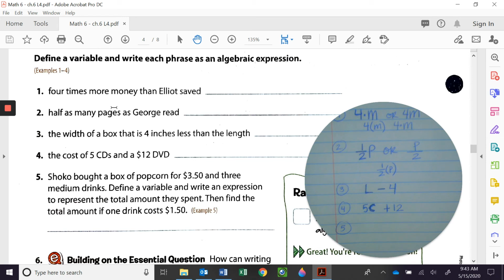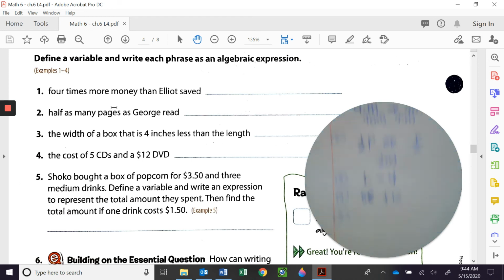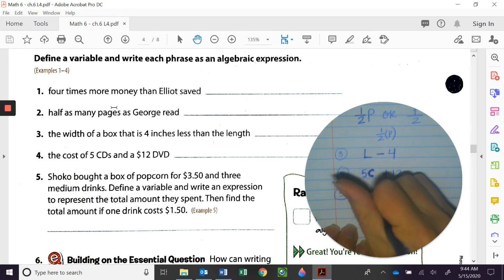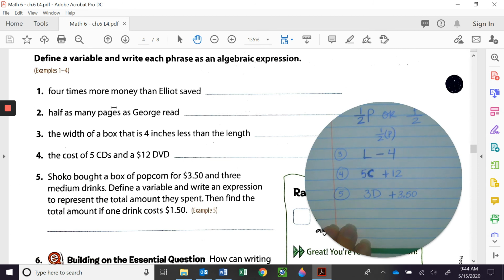And then last but not least, Shoko bought a box of popcorn for $3.50 and 3 medium drinks. Define a variable and then write an expression to represent the total amount they spent. Then find the total cost if one drink costs $1.50. So we know that they definitely bought the box of popcorn for $3.50. And we know they bought 3 drinks, so 3 times D, because they bought 3 drinks. This letter D represents the cost of drinks. So there's your expression.